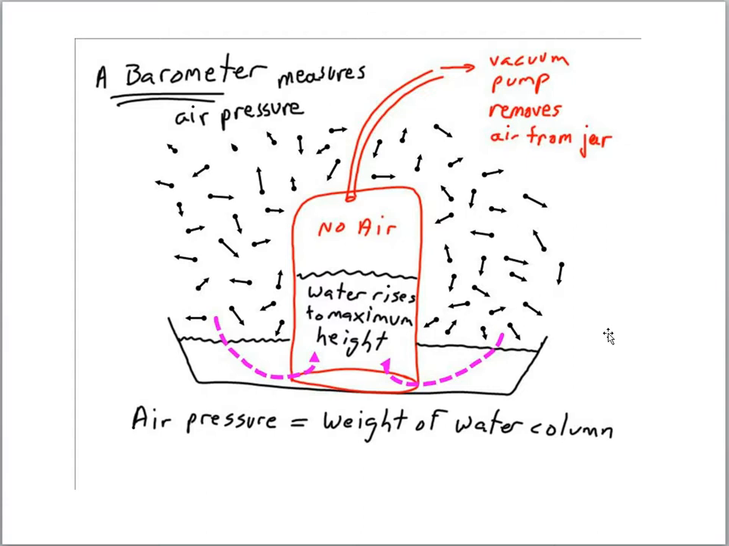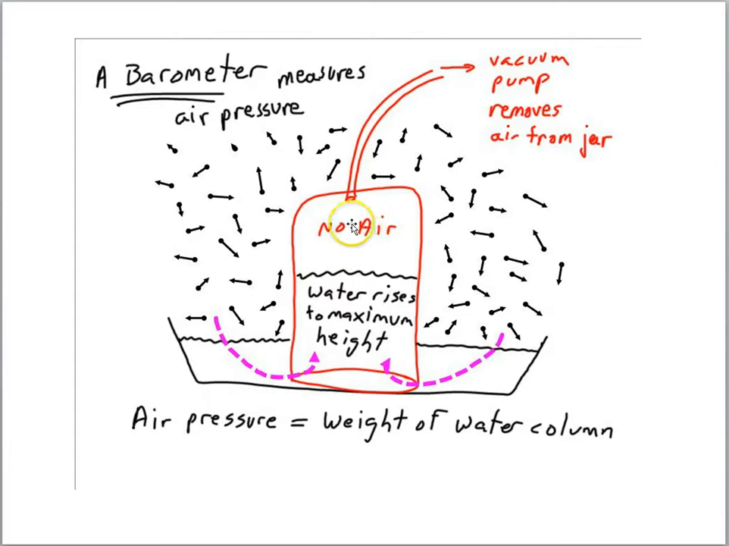Now let's do a little trick here with our jar. Let's put a hole in it and connect it to a vacuum pump. And so we're going to suck the air out of the inside of the jar. Notice, as we remove air, there will be less pressure inside the jar, so less force being exerted on the surface of the water. And so the outside air pressure, which has not changed, will be able to push that water higher up into the jar.